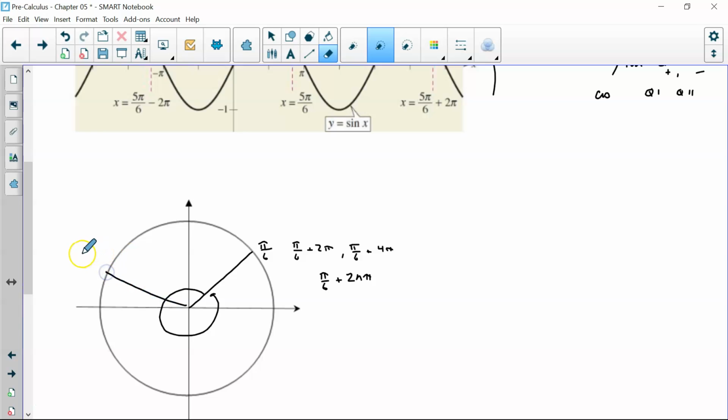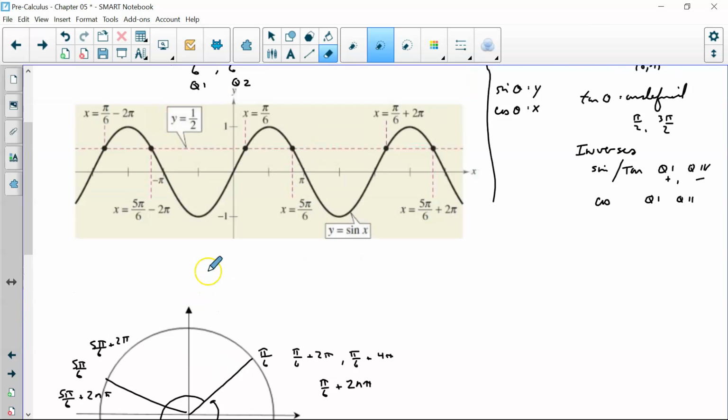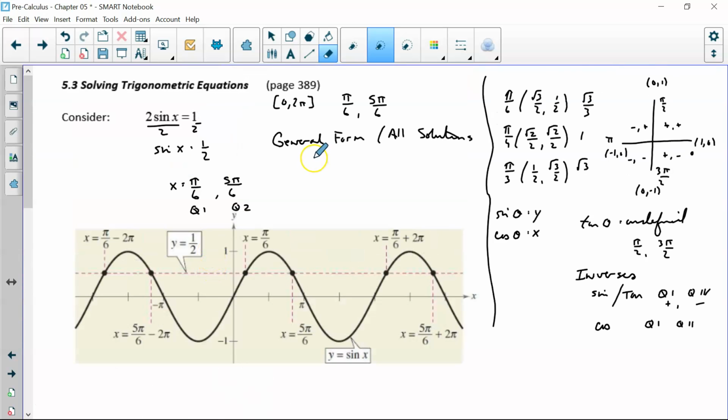We also have the 5 pi over 6. Once again, we can just keep going around. So that'd be 5 pi over 6 plus 2 pi and plus 4 pi. So we could write that as 5 pi over 6 plus 2n pi. Those would be our general solutions. So x equals pi over 6 plus 2n pi, 5 pi over 6 plus 2n pi. Those are all of the possible solutions.